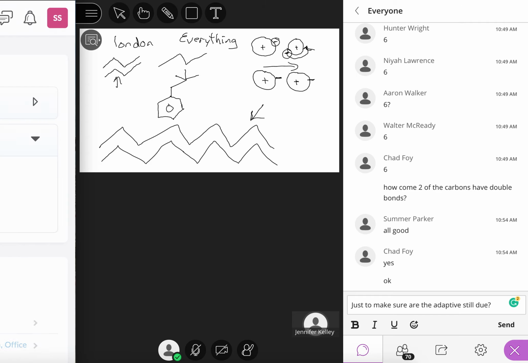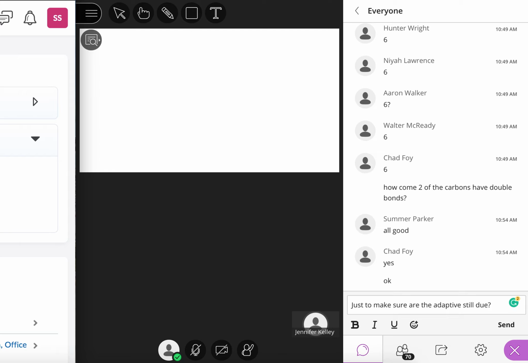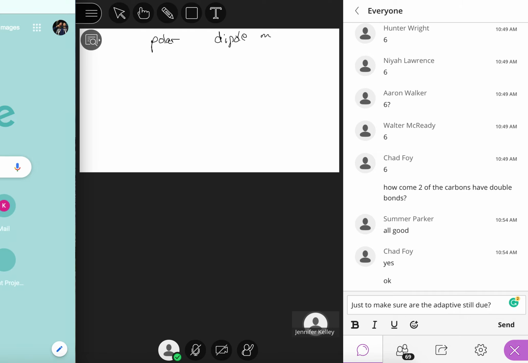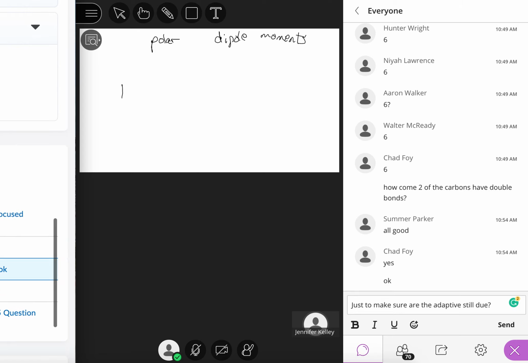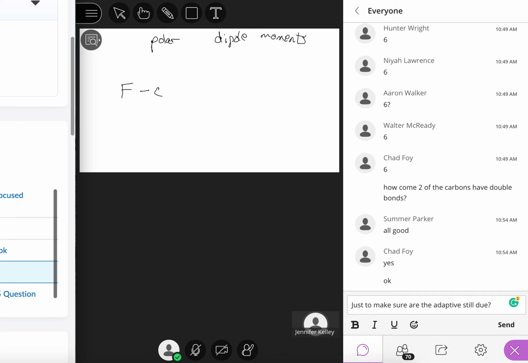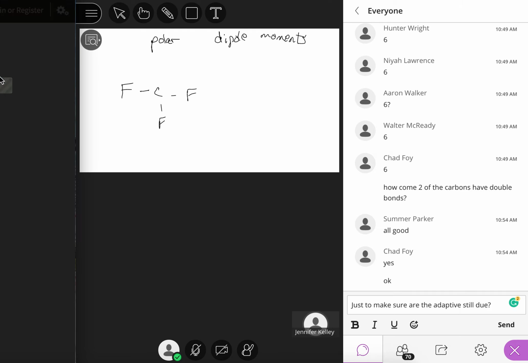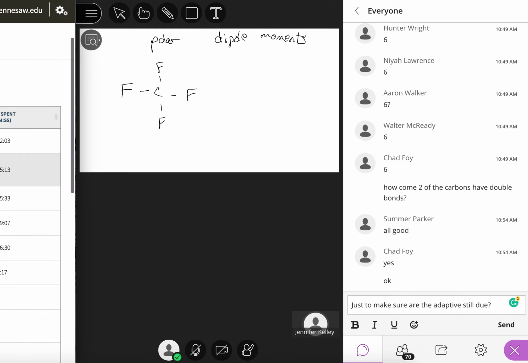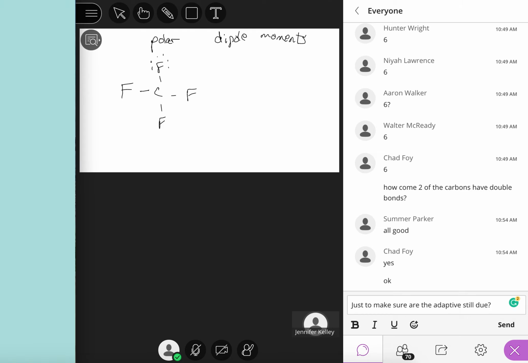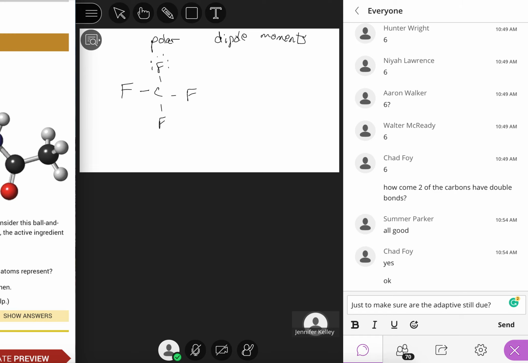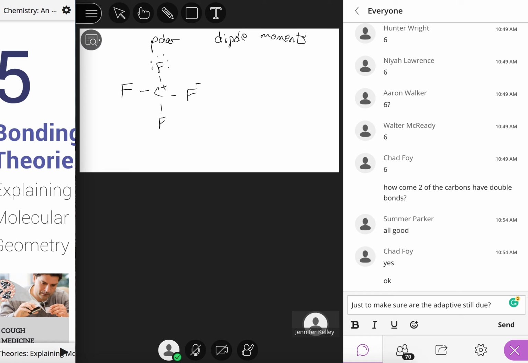All right, so let's take a look at the next one. And then we have polar molecules can be held together by dipole moments. So, for example, if you have, I'm not going to add in all the lone pairs around each fluorine, but they would all look like that one, right? And then I have another one. This is partially positive, and this is partially negative.